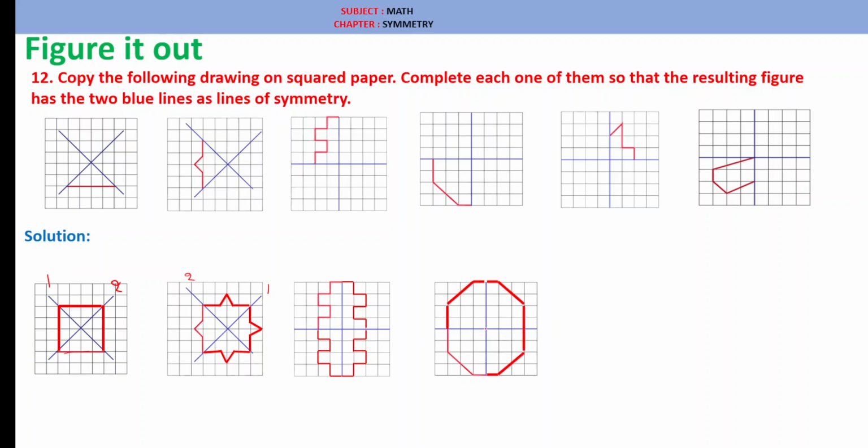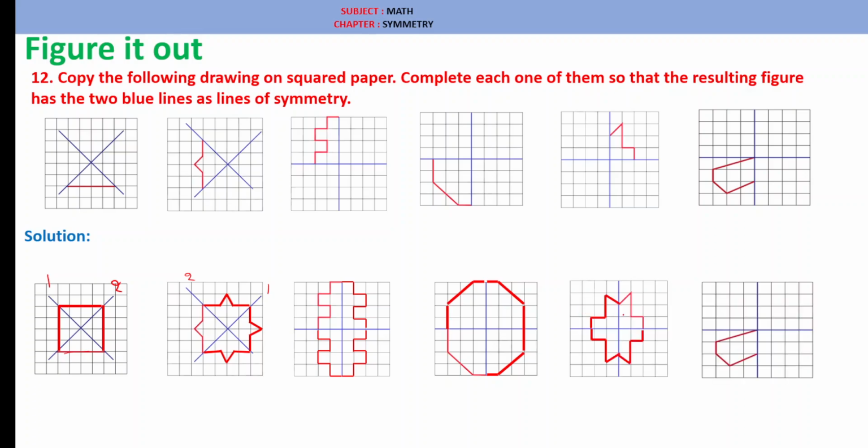Next, for the fourth figure, the lines of symmetry are the horizontal line and vertical line. So you have to do the mirror image and extend upward, like a shadow. For this fifth figure, horizontal and vertical lines are lines of symmetry. So just do the mirror image downward, this shadow on the other side. For this last one, as horizontal and vertical lines are there, we need to extend this figure, then do the mirror image. Figure it out.